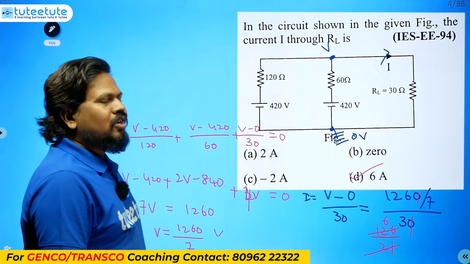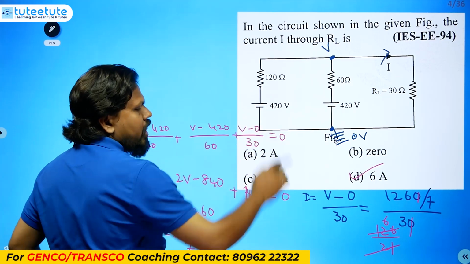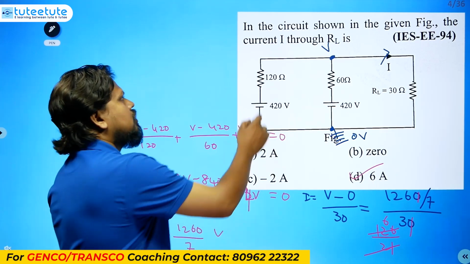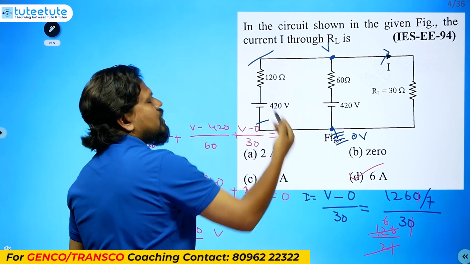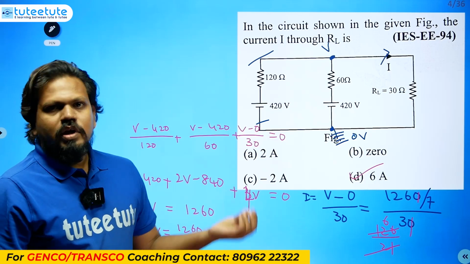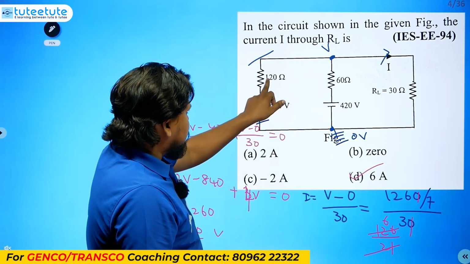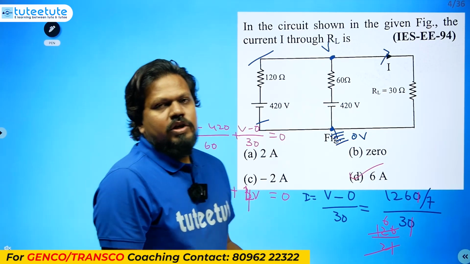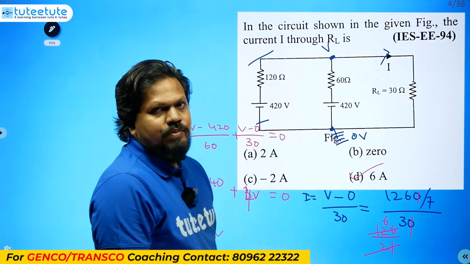What you have to do is convert this voltage source into a current source. How can we do it? Any voltage source in series with a resistance can be transformed as a current source in parallel with the same resistance. Understand? A voltage source in series with a resistance can be transformed as a simple current source in parallel with the same resistance.